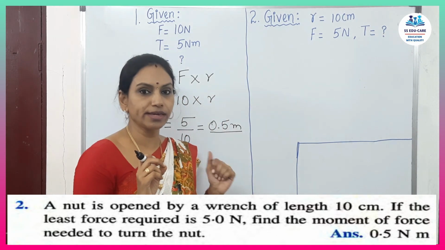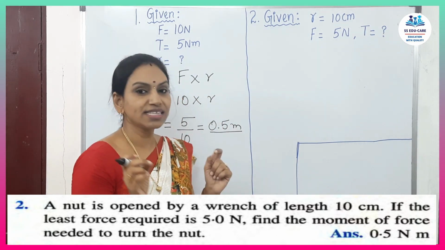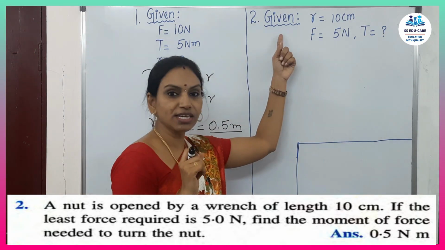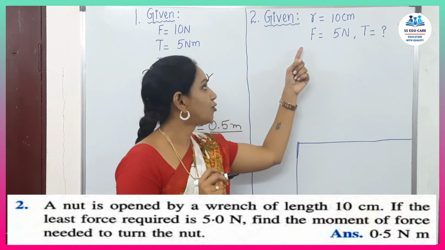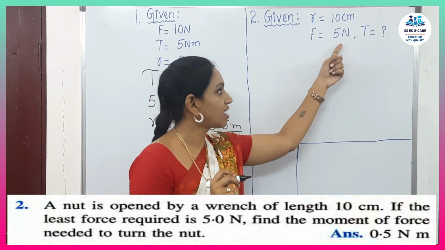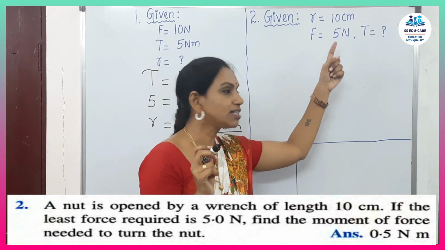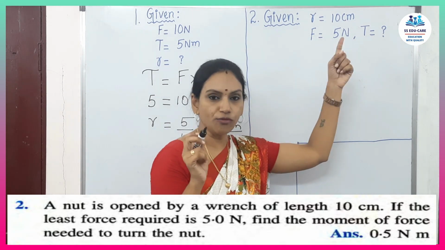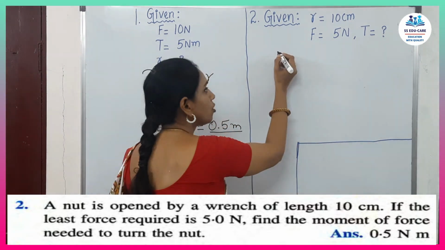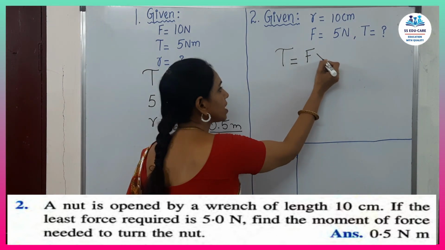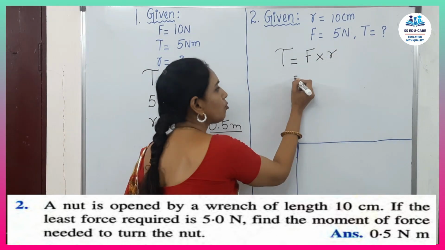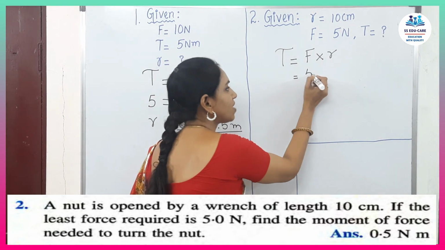The question is displayed here. Let's see the given statement. R is 10 centimeter, force is 5 Newton, and they are asking us to find the moment of force tau. So tau is equal to F into R. What is F here? 5.